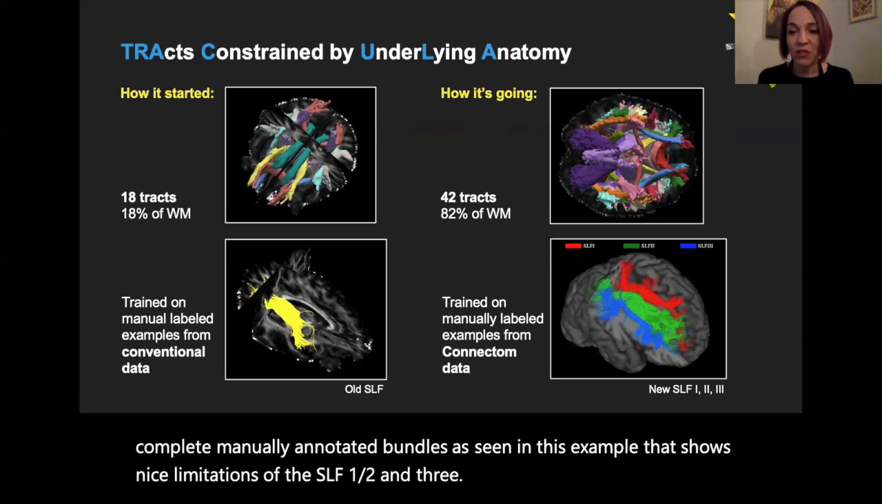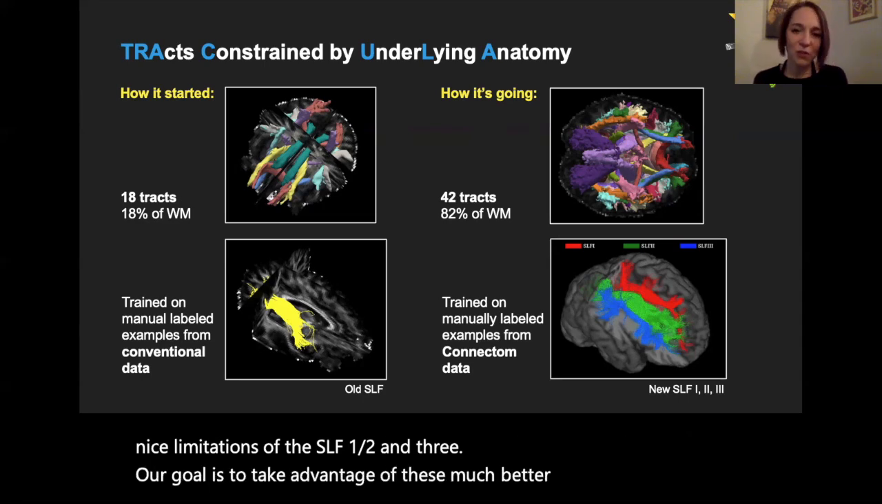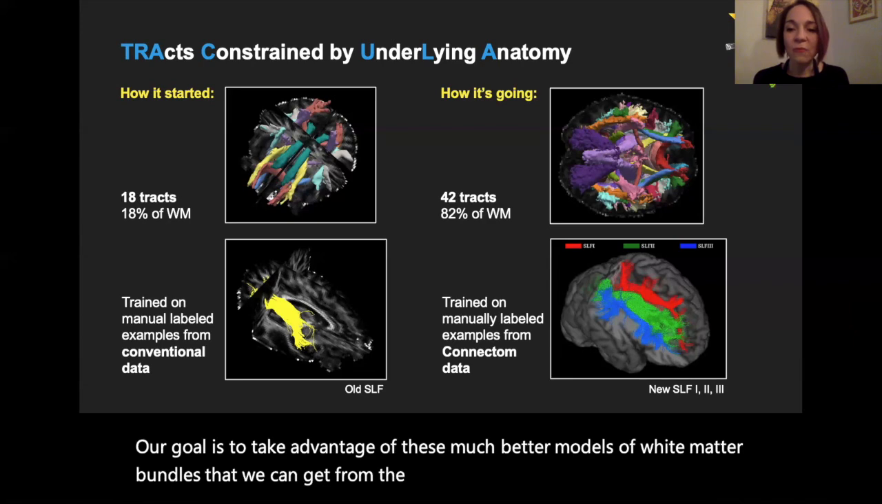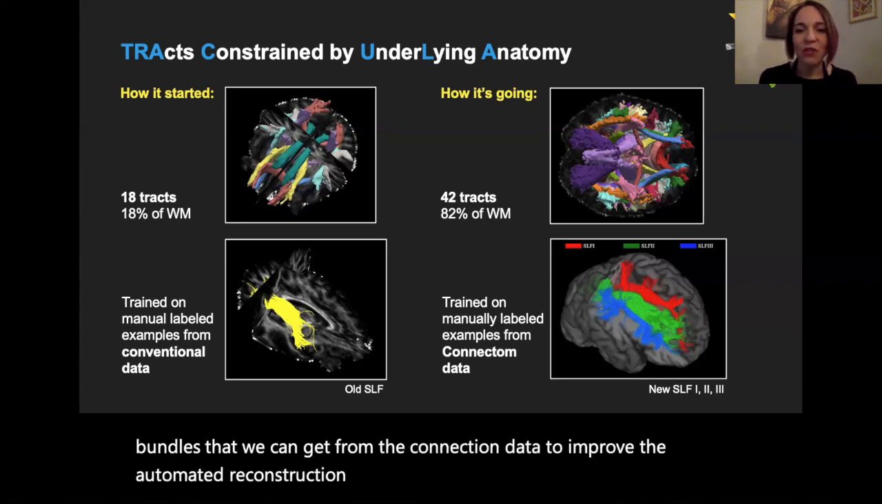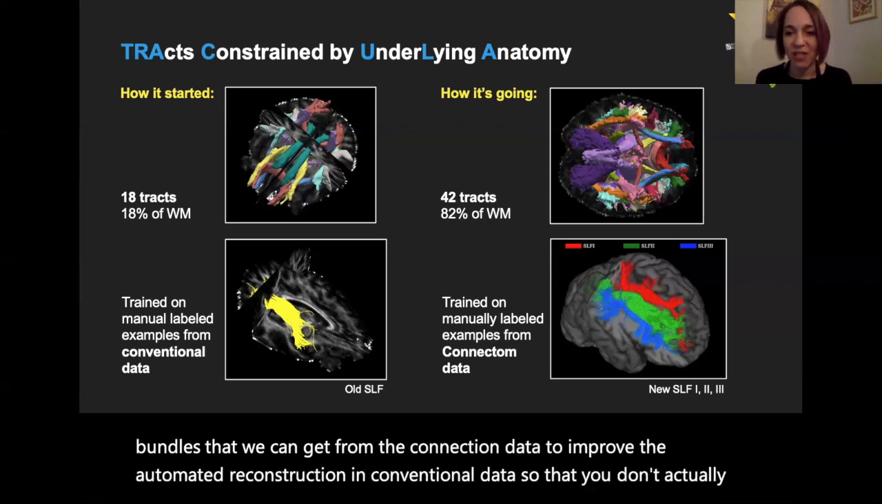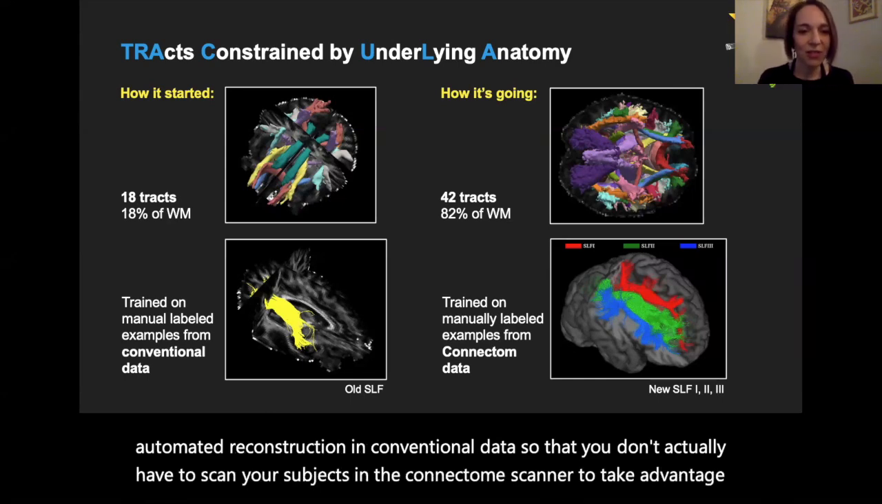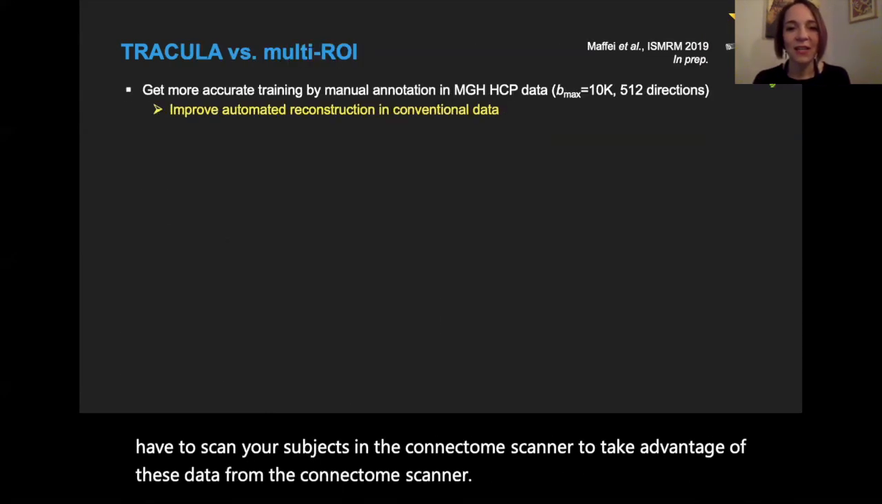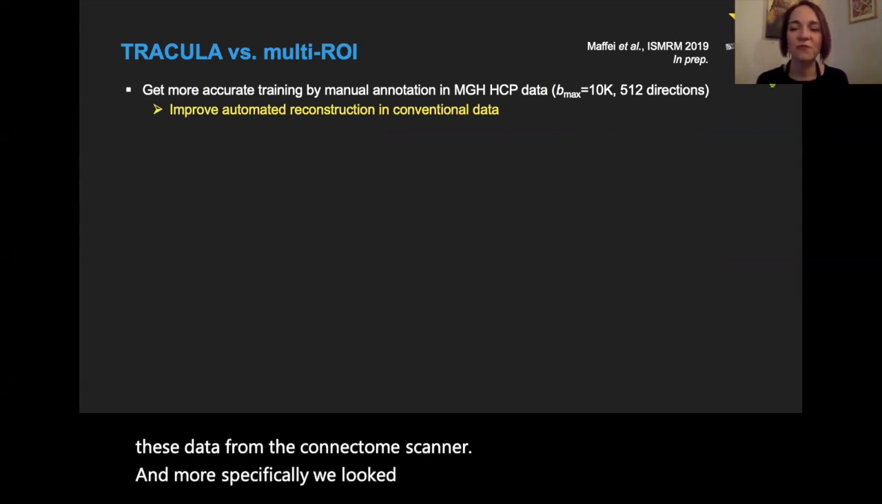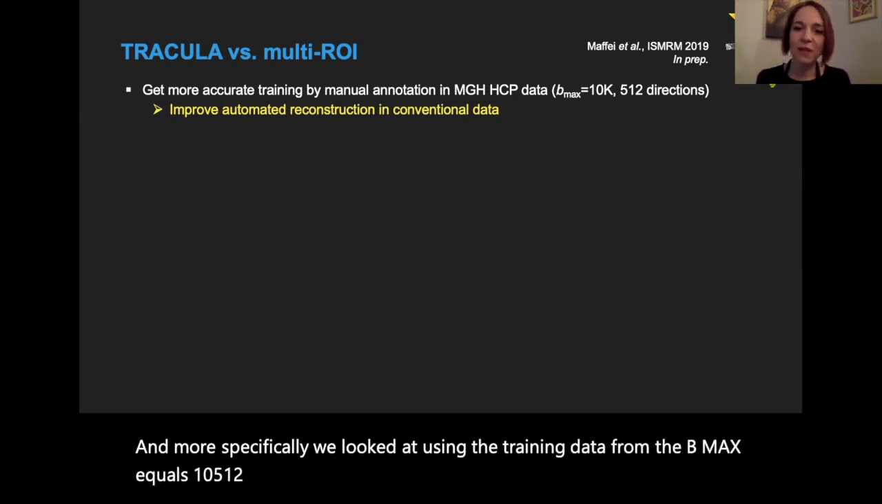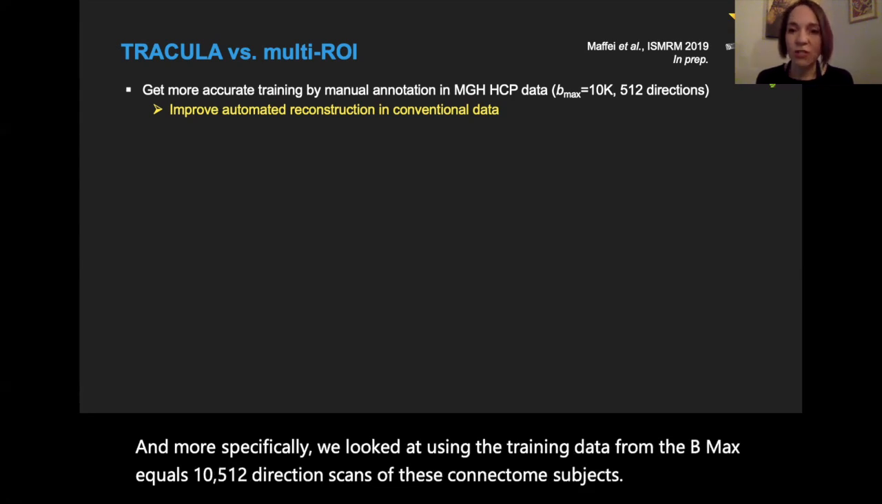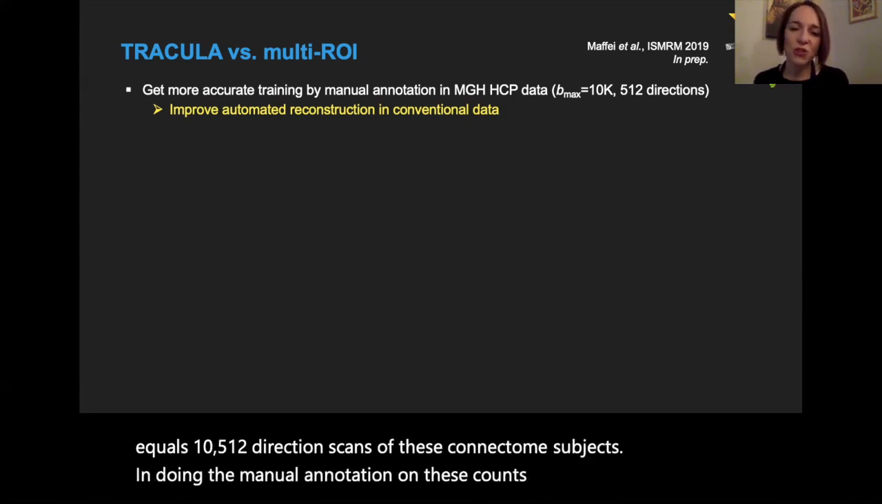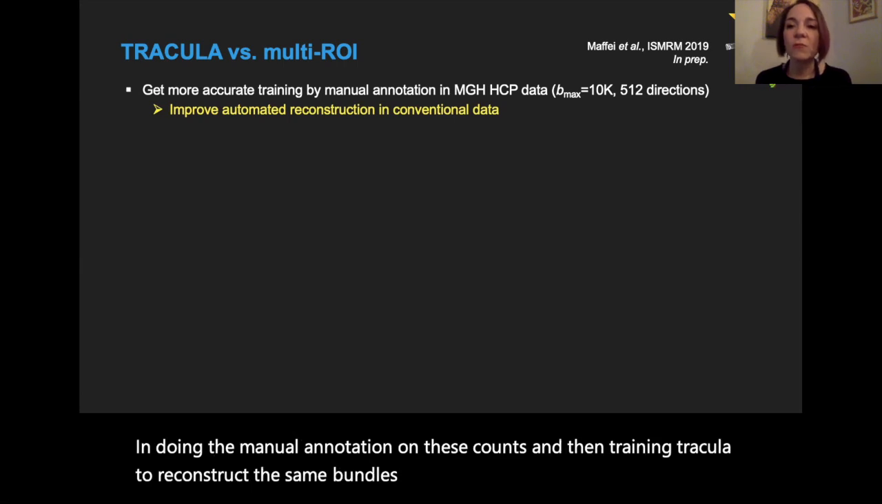Our goal is to take advantage of these much better models of white matter bundles that we can get from the Connectome data to improve the automated reconstruction in conventional data, so that you don't actually have to scan your subjects on a Connectome scanner to take advantage of these data. More specifically, we looked at using the training data from the b-max equals 10,000, 512 direction scans of these Connectome subjects and doing the manual annotation on these scans, and then training TRACULA to reconstruct the same bundles automatically using only the b equals 1,000 scan of the same subjects with 64 directions or even just 32 directions.